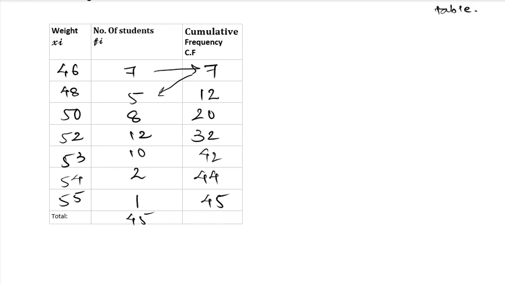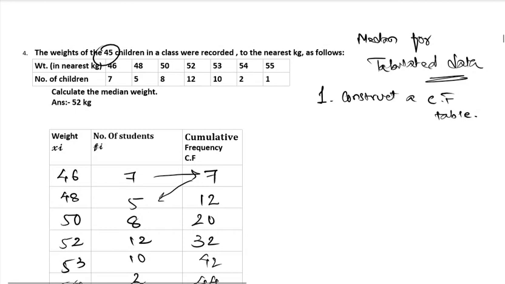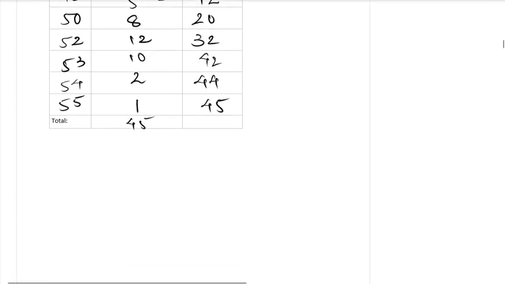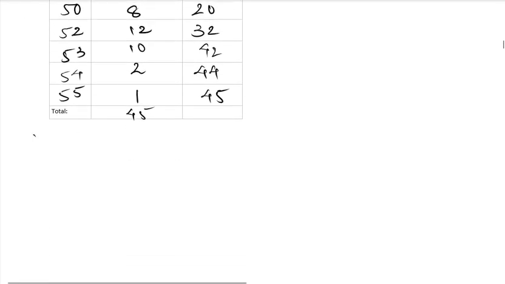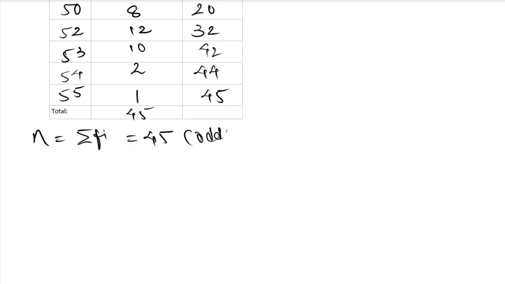Now the first thing is to construct the cumulative frequency table, which we already did. Second thing, find n. We have found n. What is n? 45. N is the total number of students here. N is equal to sigma fi, which is equal to 45, which is odd, right? So if n is odd, then the median is the n plus 1 by 2th term.